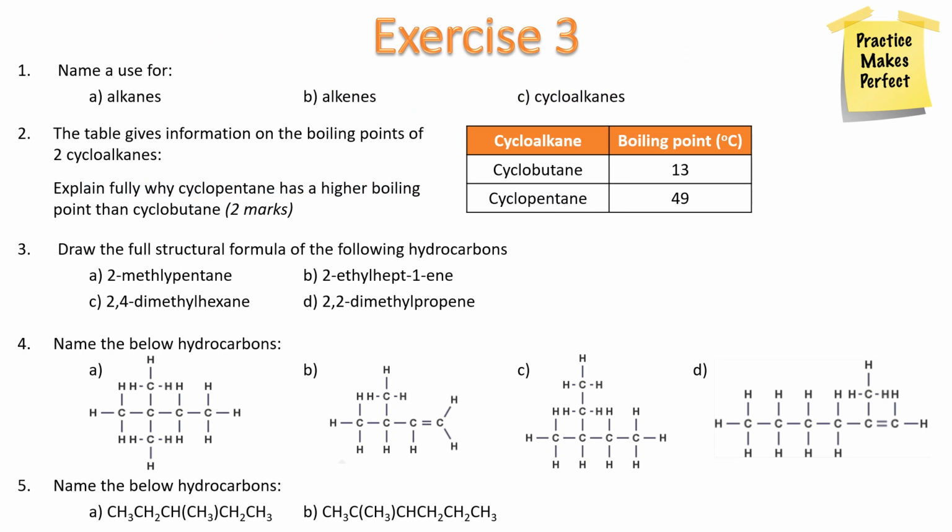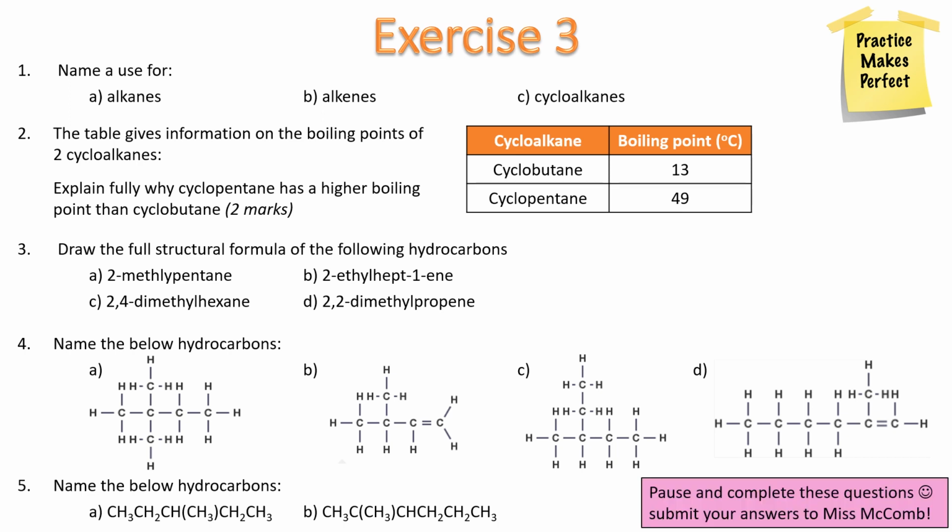So this week we have exercise 3. This covers our properties and uses of alkanes, alkenes, cycloalkanes, and also our systematic naming. So what I would like you to do is pause and complete these questions and submit your answers to me. Now, as always, you can either do this through Microsoft Teams, through email, or on your class notebook. Okay, this is out of 15 marks and it is due on Monday.